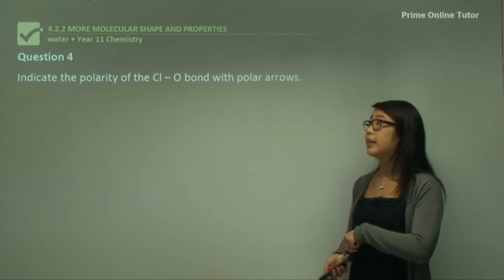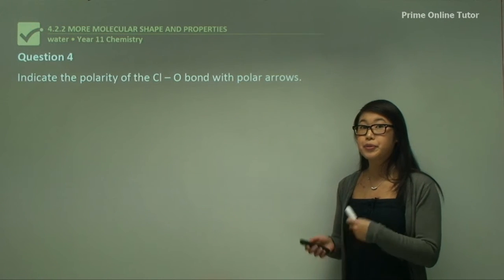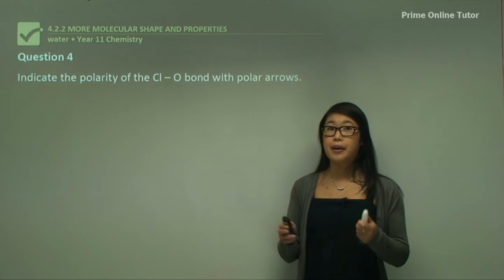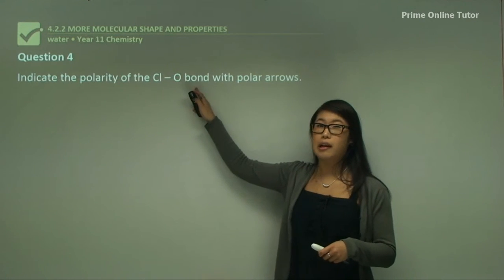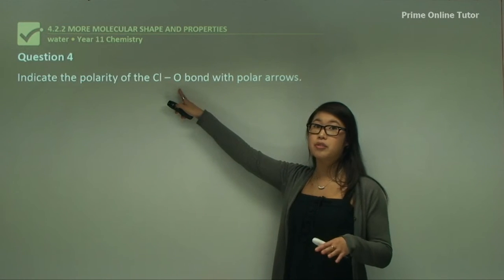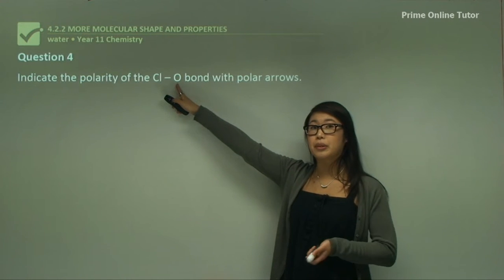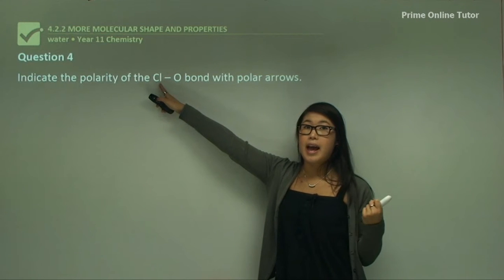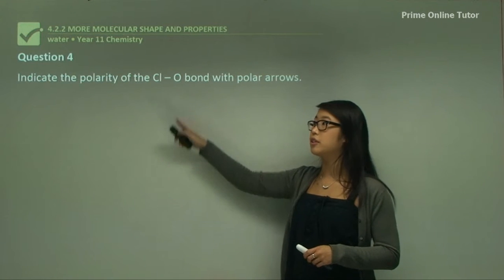So question 4, indicate the polarity of the Cl-O bond with the polar arrow. So do you remember how the arrows point? We need to make sure that the arrows point towards the negative side. So in ClO, is one of them going to be an electronegative atom? Yes, because we know oxygen, fluorine and nitrogen are some of the most electronegative ones. So oxygen is going to pull the electrons closer towards it, and that means it's going to be slightly more negative compared to the chlorine. And because we know the arrows point towards the negative, we need to draw the arrow towards the oxygen, just like that.